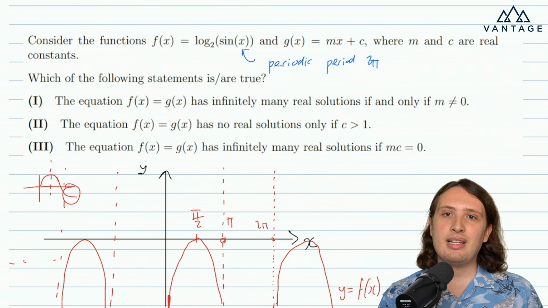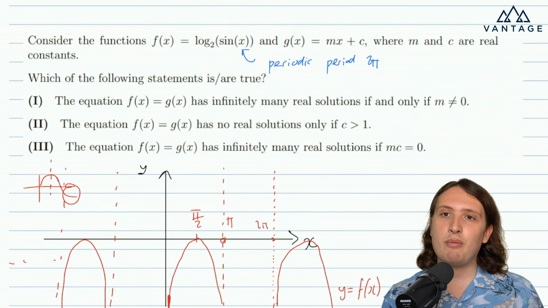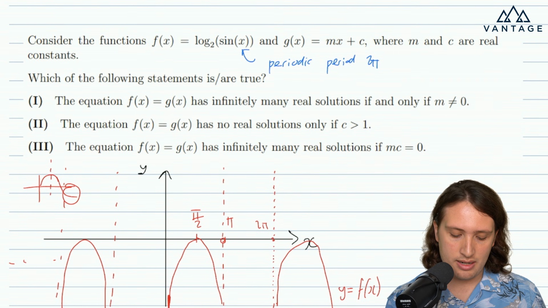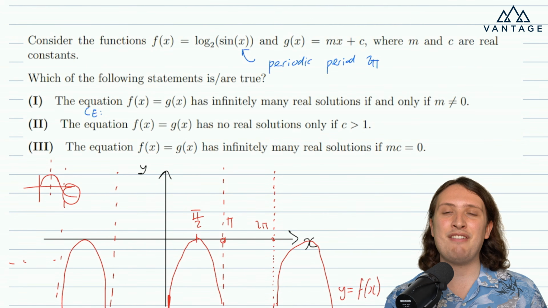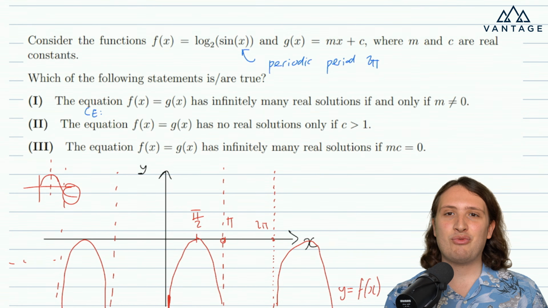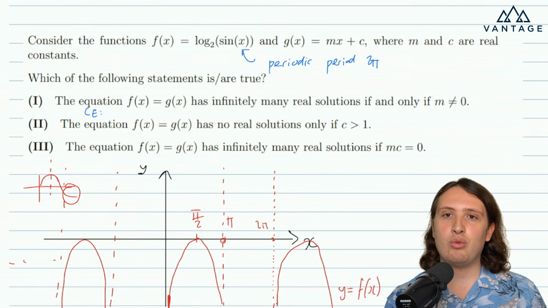So statement 1 says we have infinitely many real solutions only if m is not 0. So if m is not 0, or if and only if m is not 0, m is not 0 means the straight line is not flat, it's not a horizontal line. So what would a counterexample be? Well, because this is if and only if, there's really two statements being made at once. There's the if and the only if. A counterexample to either would rule one out.